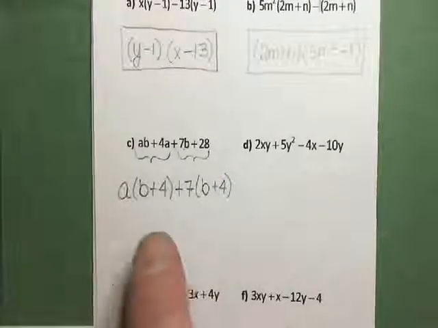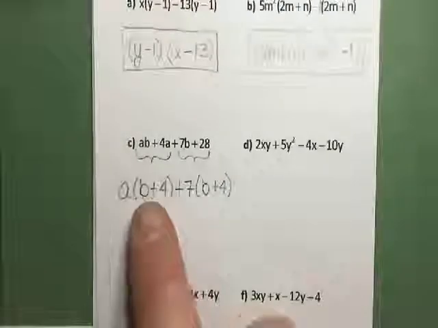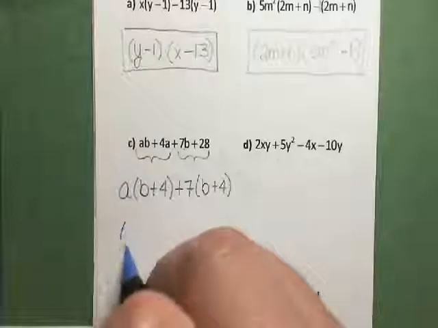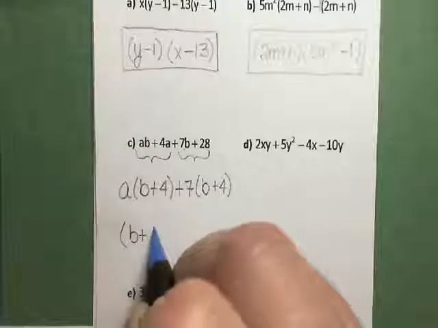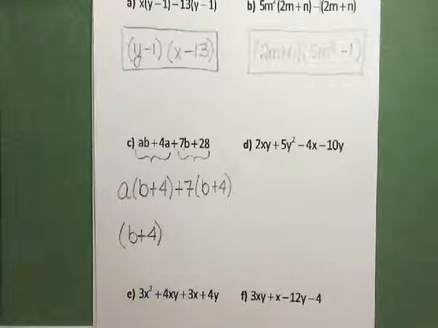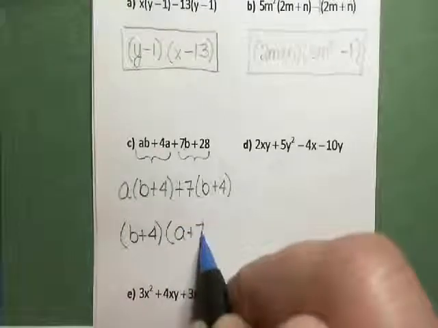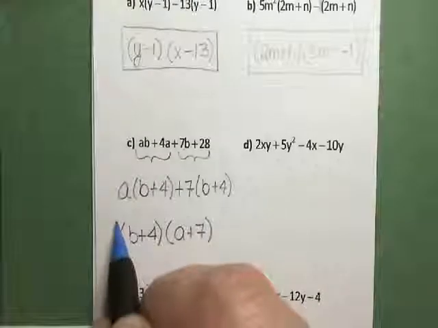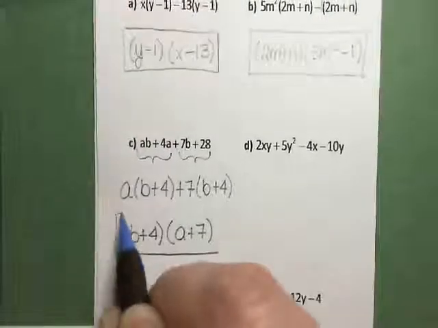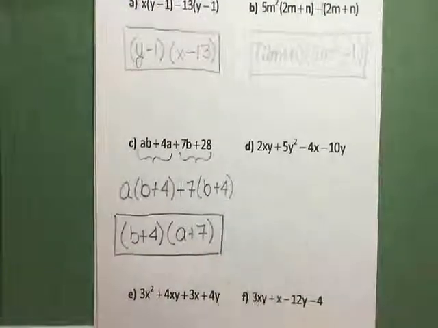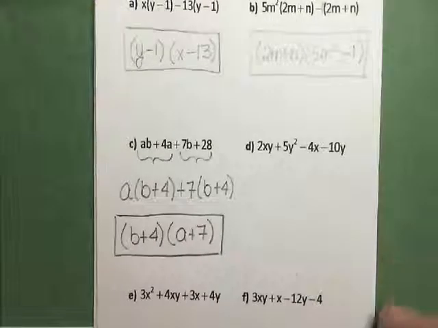And would you look at that? I have 2 terms, and what do they have in common? They have b plus 4. So let's factor that out, b plus 4. And if I factor out b plus 4, I'm left with a plus 7. So that would be my factorization. And this is a factorization by grouping, because I'm grouping the terms.